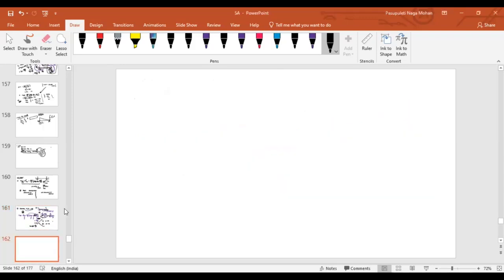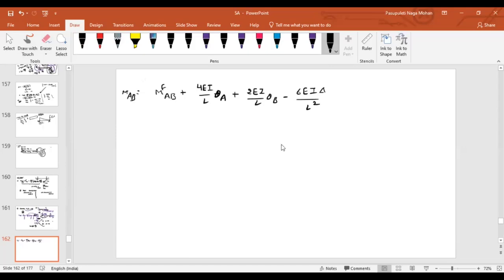Now, what are we talking about? Let me separate this equation. Fixed end moment plus, if you multiply, you will get 4EI by L into theta A plus 2EI by L into theta B minus 6EI delta by L square, right?